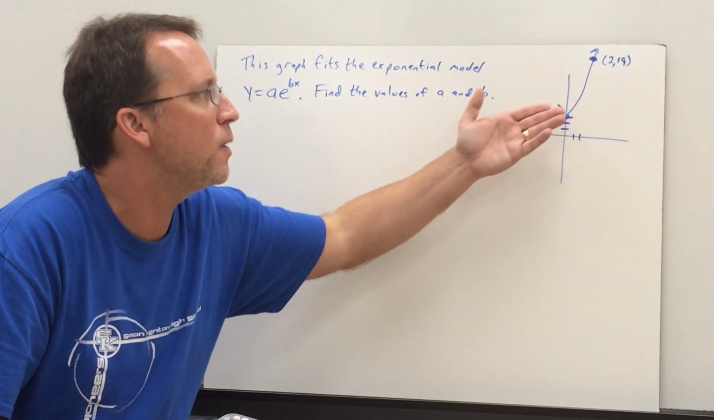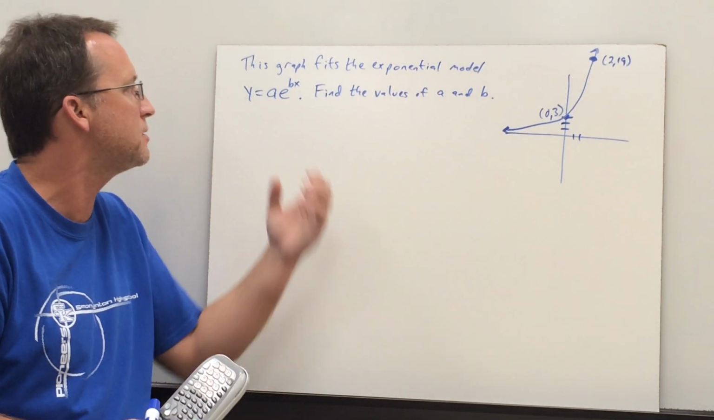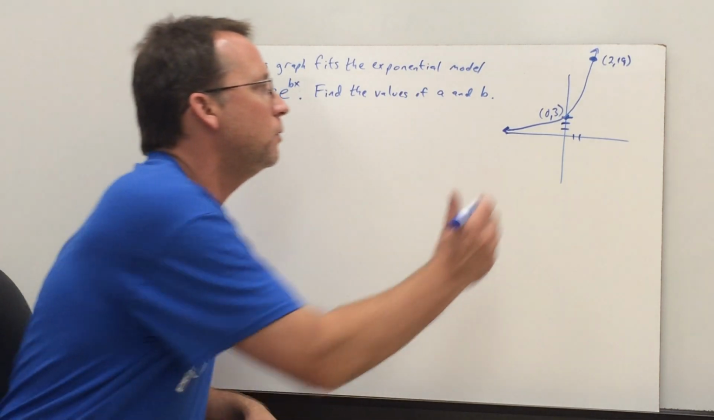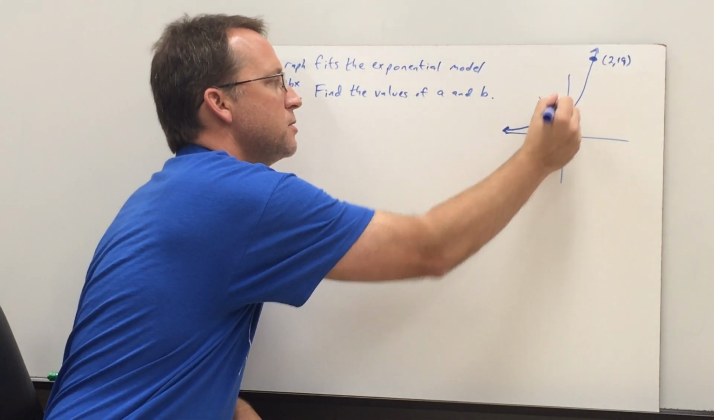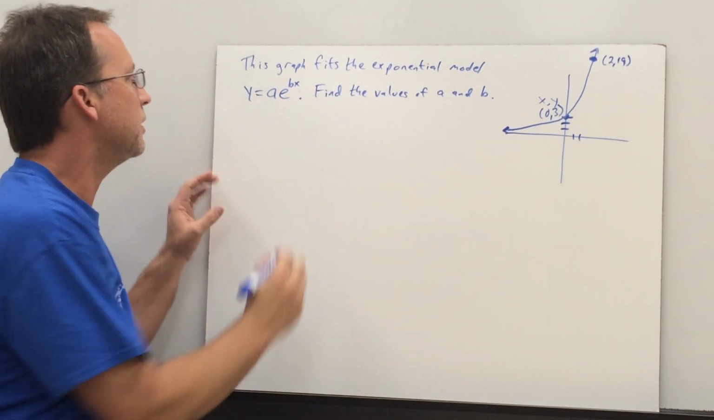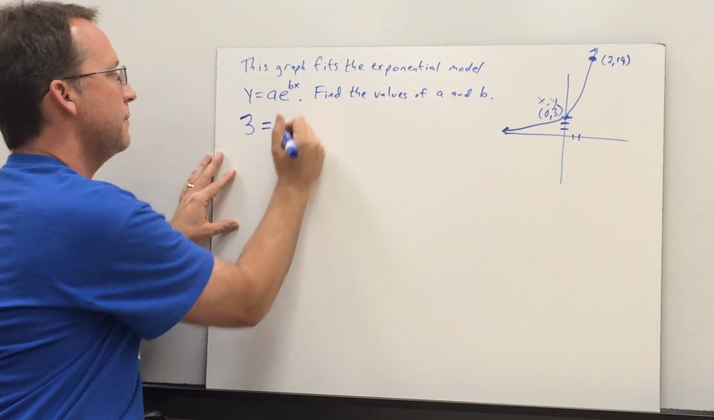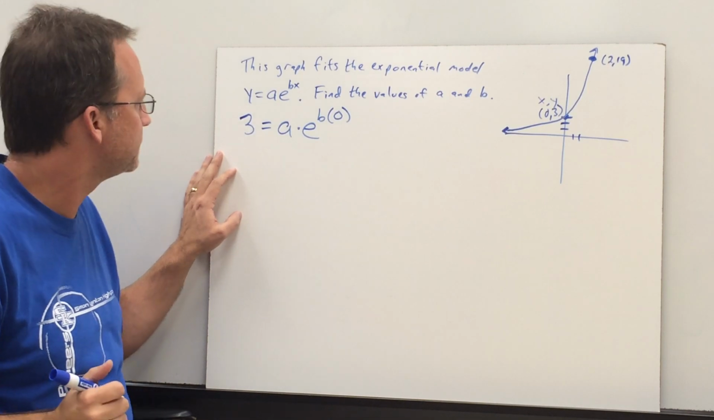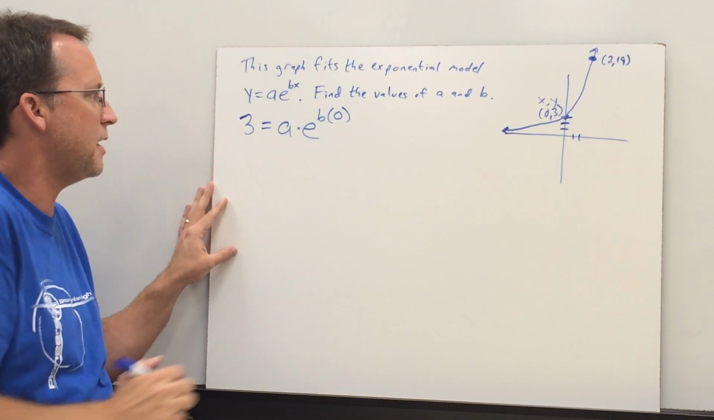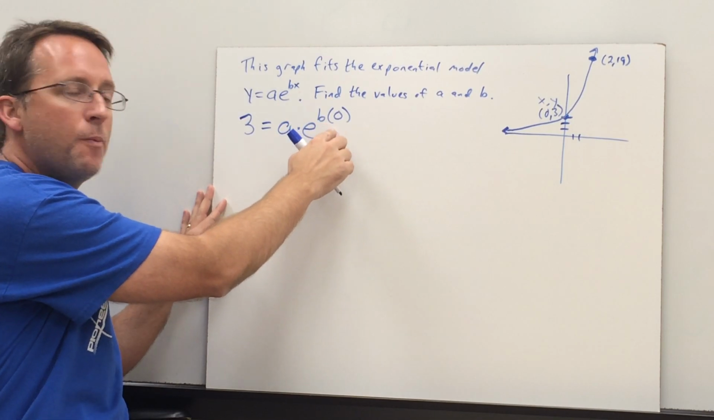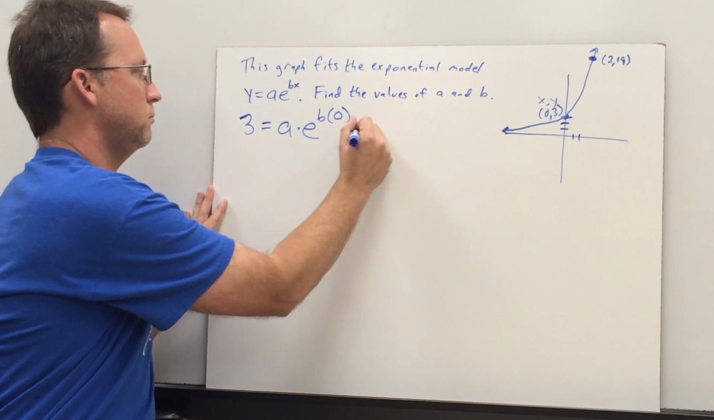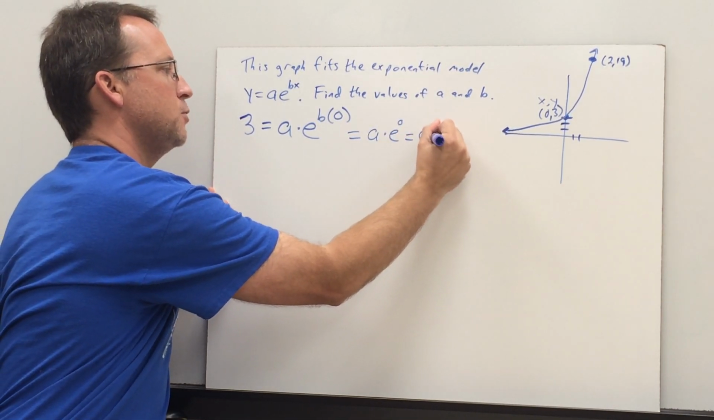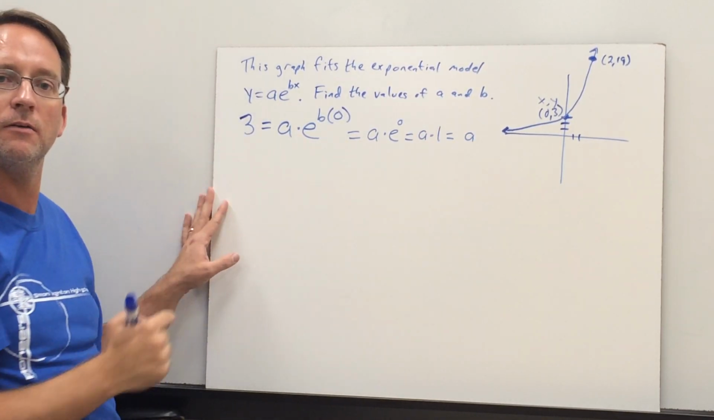So I've got 2 points on my graph, and I have to use those 2 points to figure out what a and b are. So I'm going to take advantage of the fact that I know when x is 0, y is 3. I'm going to plug that into my model here. I know that y is 3 when x is 0. And let's see if I can simplify that some. Well, this has certainly become e to the 0 power, which is just 1. So that's a times e to the 0 power. That's a times 1. That's just a is 3.